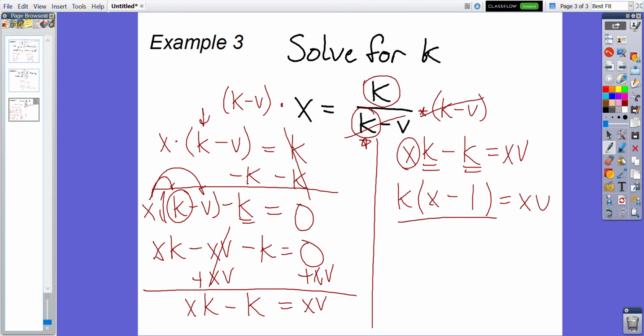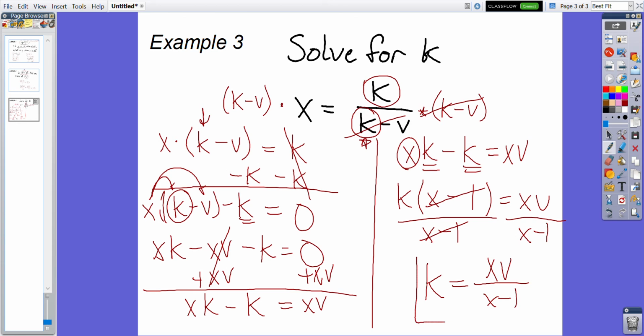I'm going to go ahead and divide by x minus 1 to get k by itself, because x minus 1 is just a number. My x minus 1's cancel on the left side. I'm left with k equals x times v divided by x minus 1. So once again, this was an example of what you can do when you have a literal equation with the variable you're trying to solve for in both the numerator and denominator of a literal function.